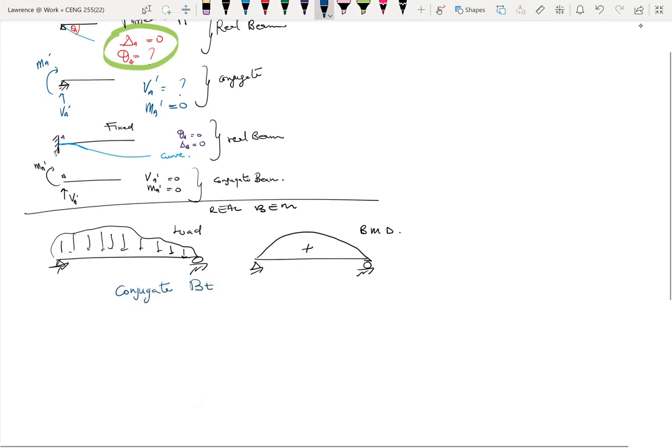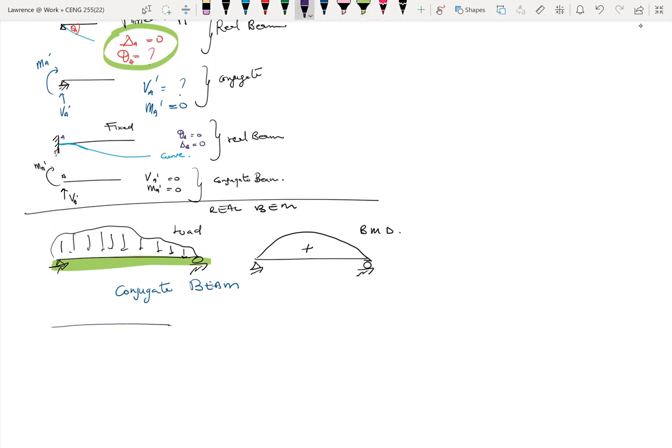So what happens is that we take the beam itself, not the beam with the loads, just the beam, okay? And then convert the real beam to the conjugate beam. In this case, they will be the same, so no problem, right? So we end up with something like this.